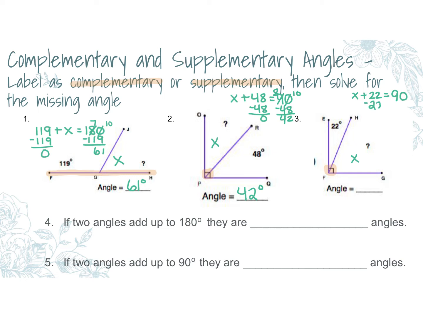I will subtract 22 from both sides to get x by itself. And my missing angle is 68 degrees.